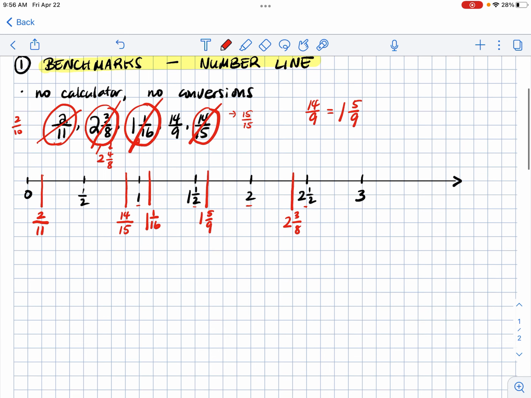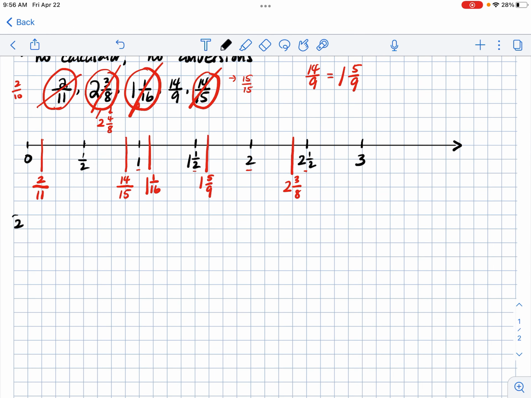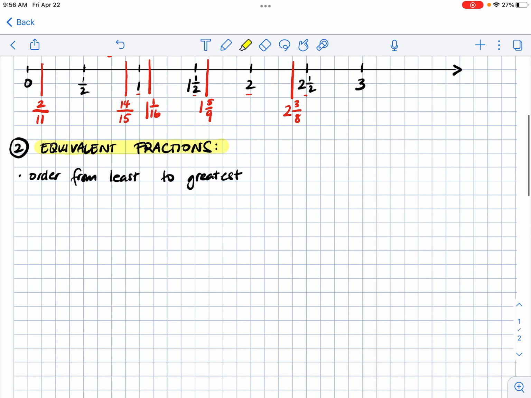Okay. Now, the next method or way to compare and order fractions and decimals is equivalent fractions. So now equivalent fractions involve converting to a common denominator. Now, if you want to do this on your own first before checking order from least to greatest, you may go ahead and do so. This one you're probably most familiar with, but it does involve finding the common denominator, the lowest common multiples.